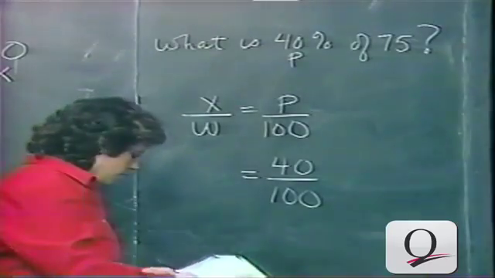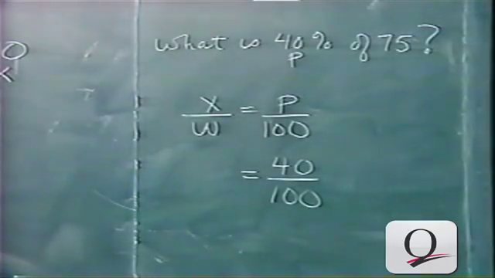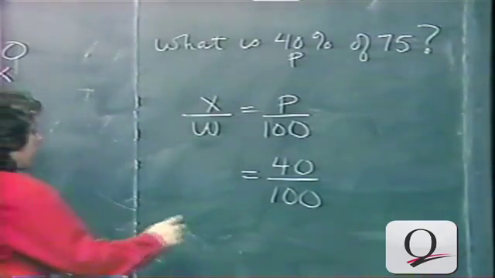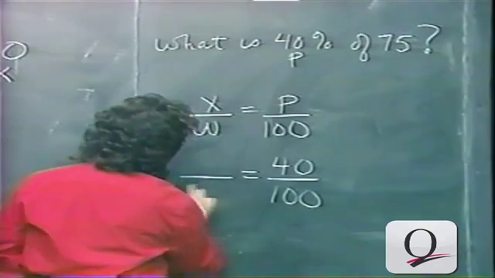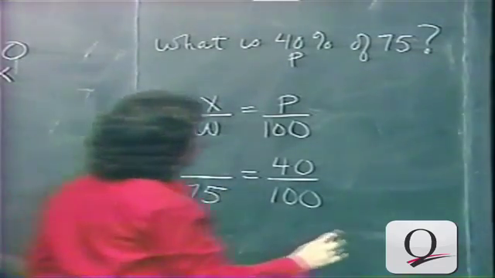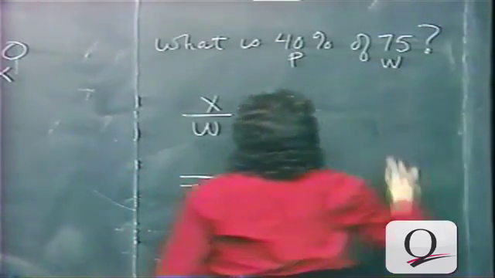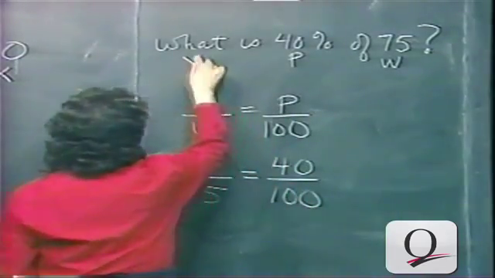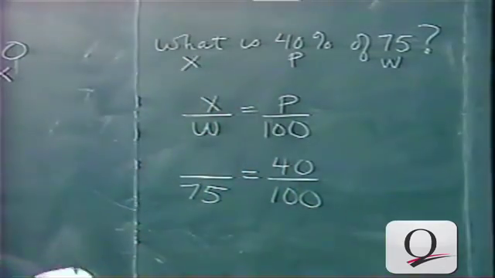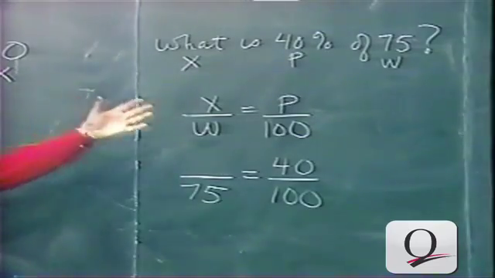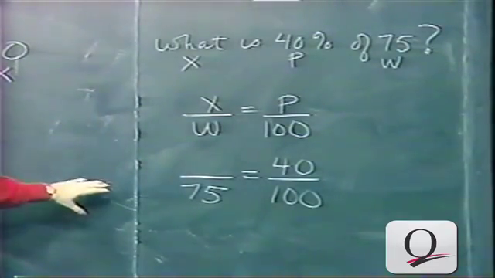What is 40% of 75? Okay, something is going to be 40% of 75. 75 must be the whole, the W. And we are looking for the what, which in this case is the X. The piece of the whole, the part of the whole.